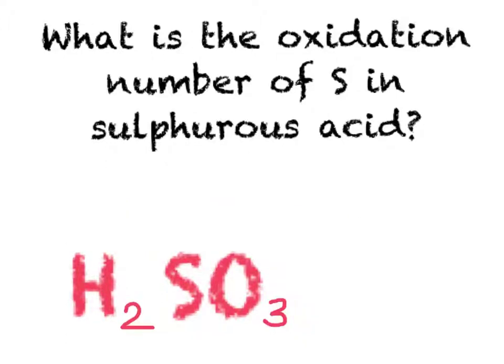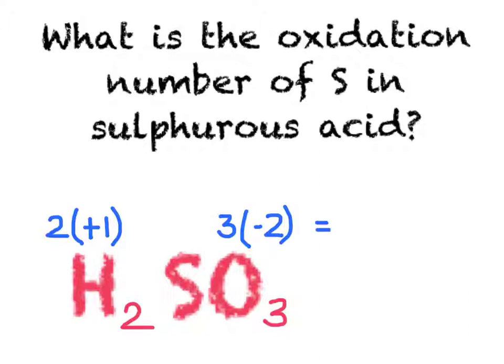Similarly, in this example, they're asking what the oxidation number of sulfur is in sulfurous acid. Now, sulfurous acid has a formula of H2SO3, not H2SO4. So let's do our calculation. We're going to have 2 hydrogens, which have an oxidation number of +1, and this time we're going to have 3 oxygens, each with the oxidation number of -2. Again, the overall compound is 0, which means the oxidation numbers need to add up to 0.